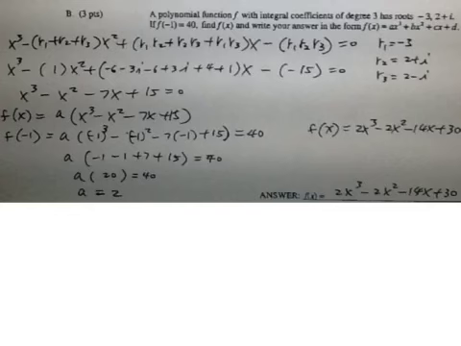So what we can do is just remember these little facts here, where the coefficient of the x squared term is going to be r1 plus r2 plus r3. So just take the 3 roots and add them together. When I do that, I'm going to get a 1.